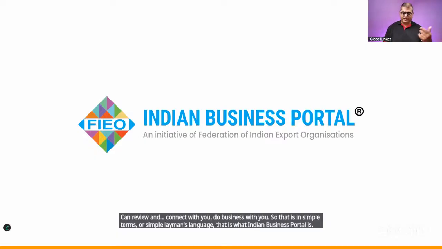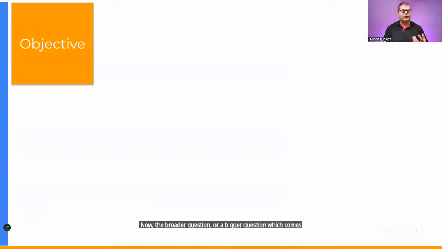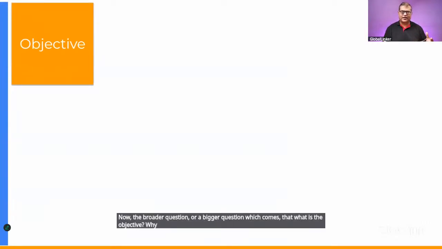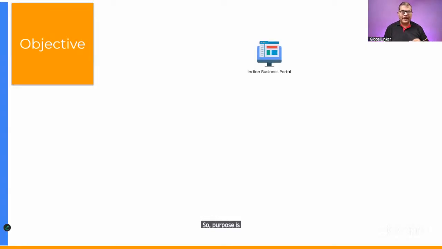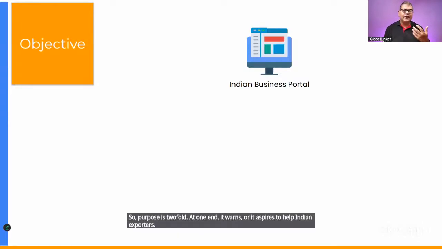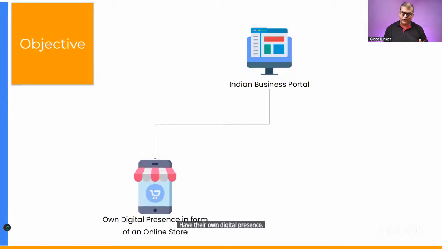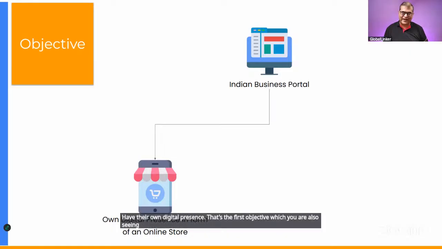Now, the bigger question which comes is, what is the objective? Why is it created? We understand it's showcasing exporters' offerings in front of international buyers. Well and good, but what is the purpose? The purpose is twofold. At one end, it aspires to help Indian exporters have their own digital presence. That's the first objective, which you are also seeing on your screen.